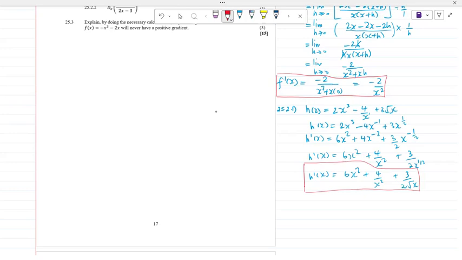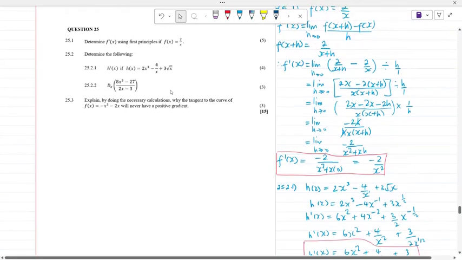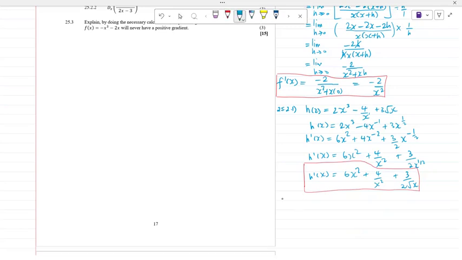That's the derivative of h. Then we are going to look at the next question, 25.2.2. So 25.2.2, we are given d sub x.